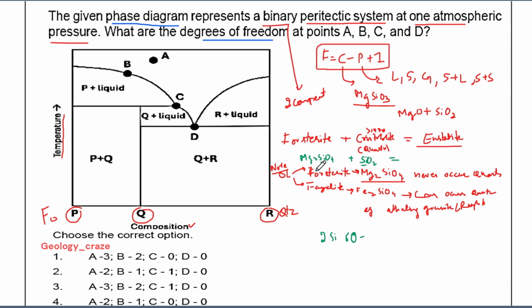2 Mg. We are having 2 Mg also. Okay, so we'll take 2 common. So we'll get 2 Mg, Si and O3. Okay, so if we multiply 2 inside, we will get 2 Mg, 2 Si and 6 oxygen. Okay, we are getting all those things. In this way we have to balance our reactions also.